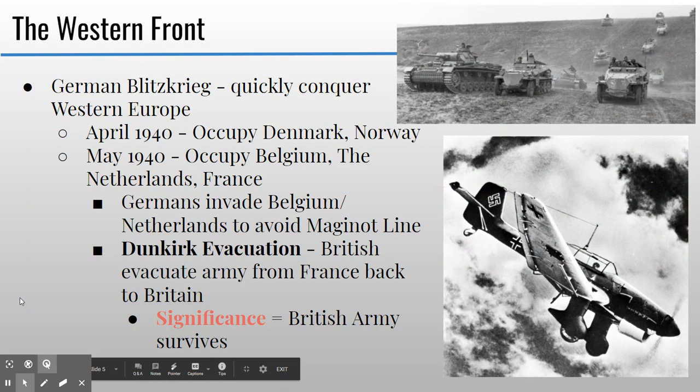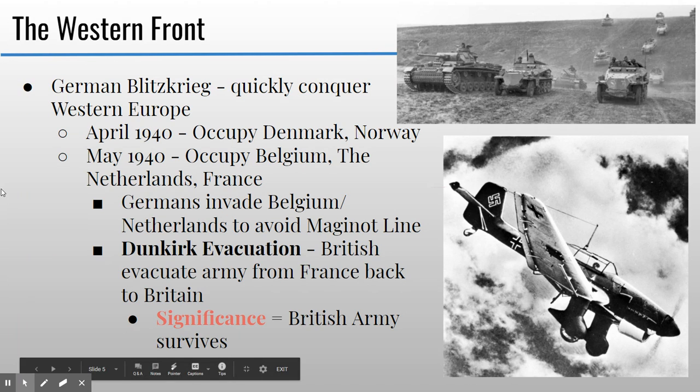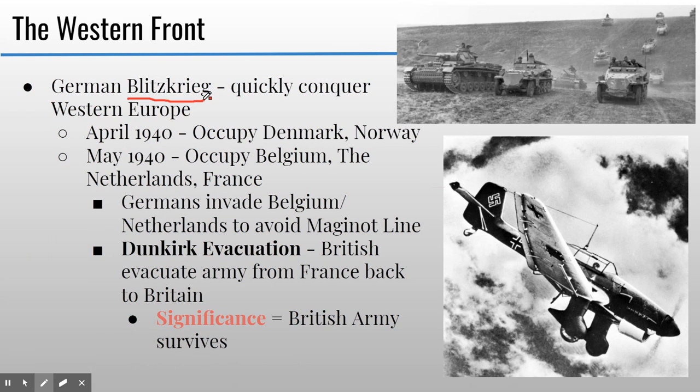So after the invasion of Poland, which we went over in our last notes, the war kind of sits around for a little bit while everybody's waiting for something to happen. The Allies expect the war to be just like it was back in World War I, so they don't really attack Germany. But all of a sudden in 1940, Germany uses its blitzkrieg. It uses that new kind of lightning war to quickly conquer most of Western Europe.